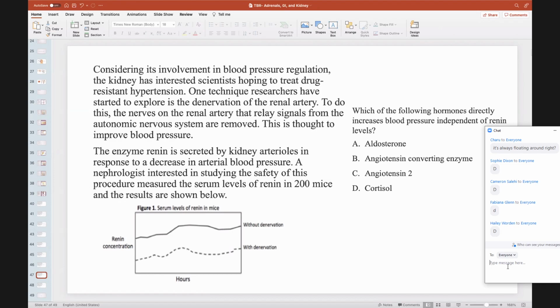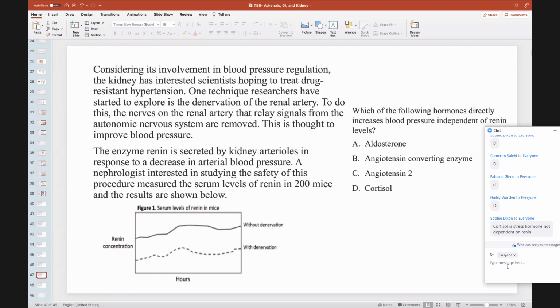Now you have to look, okay, which of the following are independent of renin levels? Well, we know that aldosterone gets produced downstream of renin signaling, so it can't be A. Angiotensin 2, well, we deemed last question that angiotensin 2 is not independent of renin levels either, so it can't be C. Because if we have more renin, we downstream create more angiotensin 2 as well. So we have eliminated A, B, and C based on those two criteria.